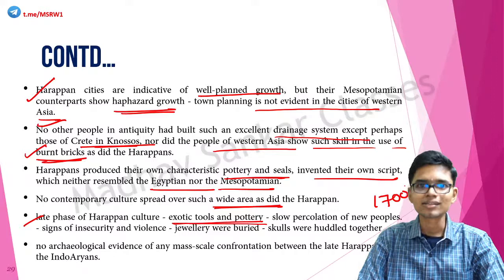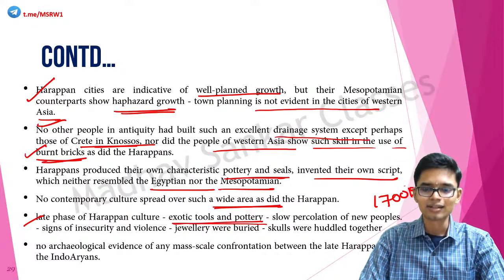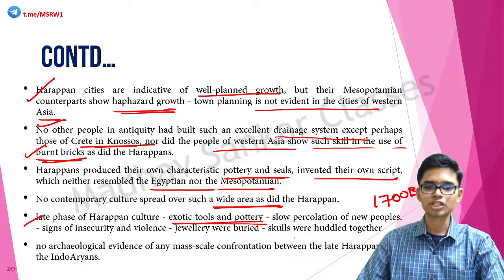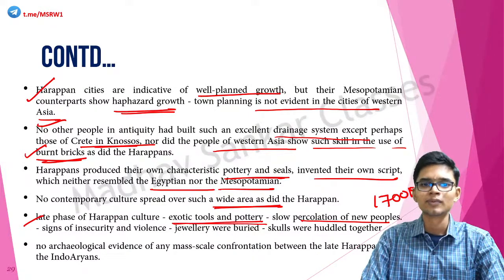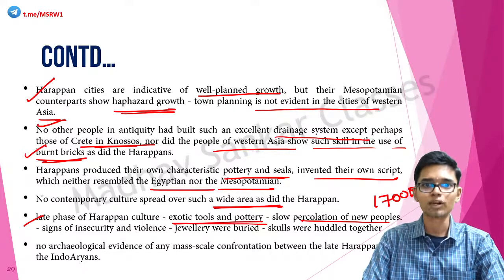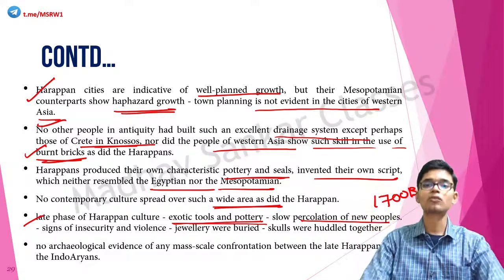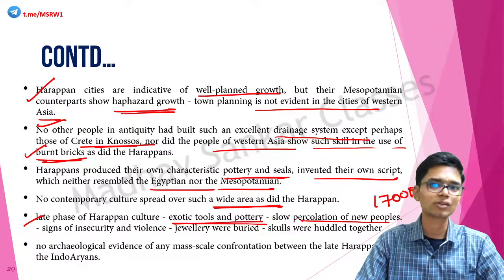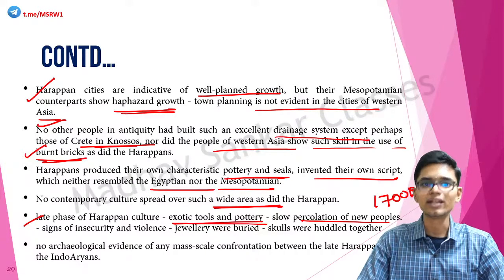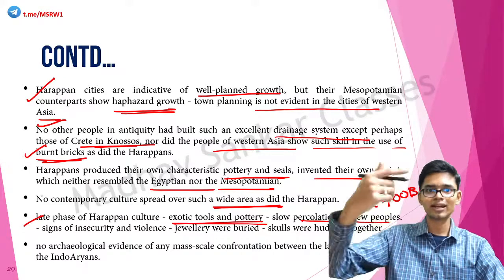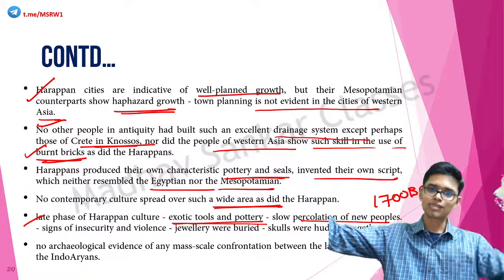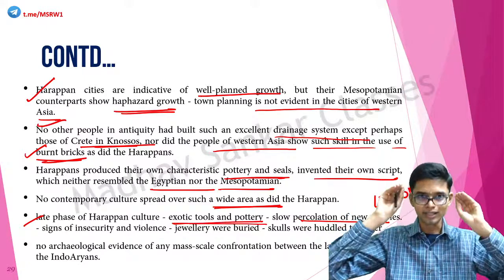So what does this tell us? This tells us that there has been some kind of percolation of new peoples into the Indus Valley region. Exotic means something foreign. Right now we speak about water hyacinth, an exotic plant that is causing all kinds of troubles for native indigenous water species. So during those times, we find exotic tools that are not indigenous to Harappa, which points to the fact that certain peoples were coming from other parts of the world and percolating into Harappan society.